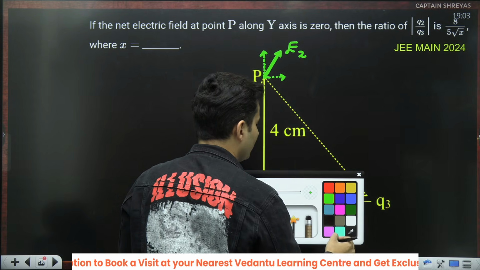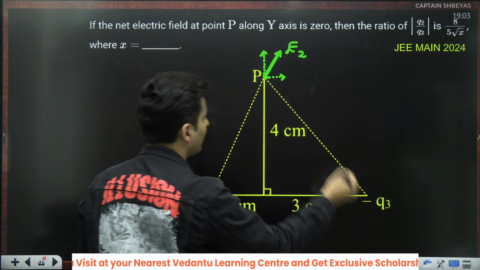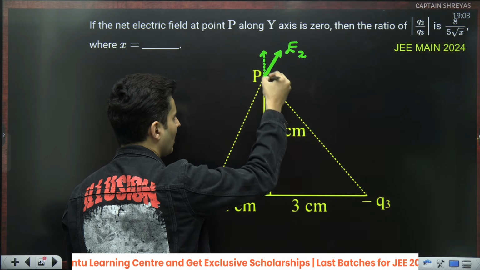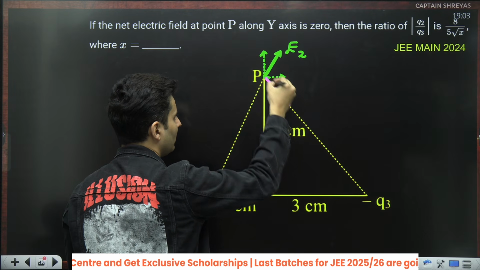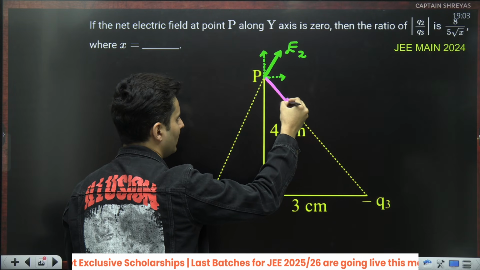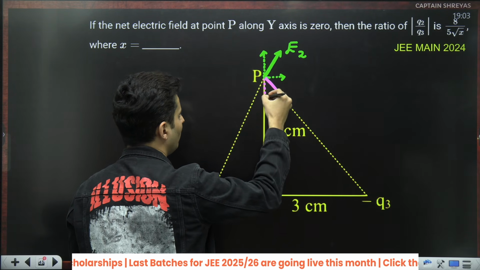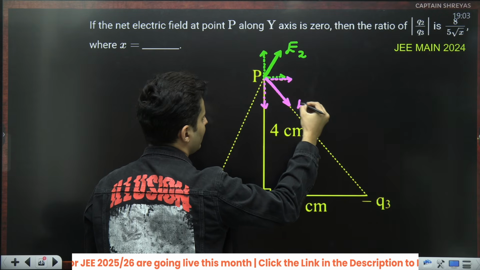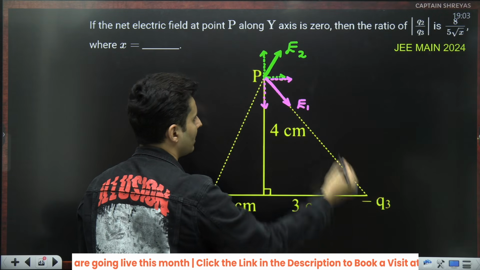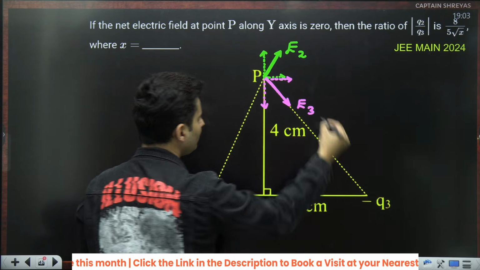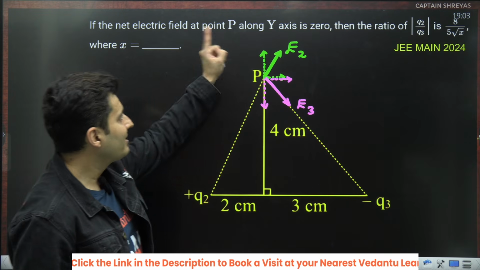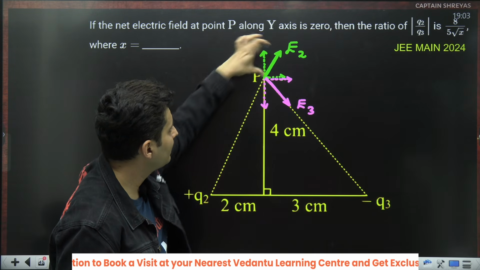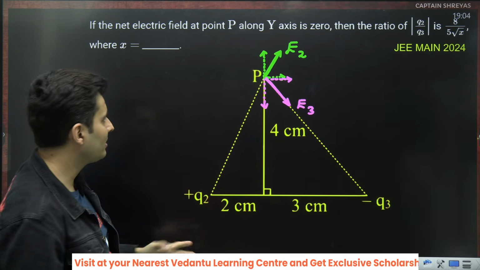In the same way, this particular charge, negative Q3, will have a radially inward field because it is a negative charge, along this line only, right? So I will show it like this. It will also have two components, one here and maybe one over here. So this is the electric field due to charge number 3. Now, because the net field along the y-axis is 0, this one's y component and this one's y component should cancel out each other.